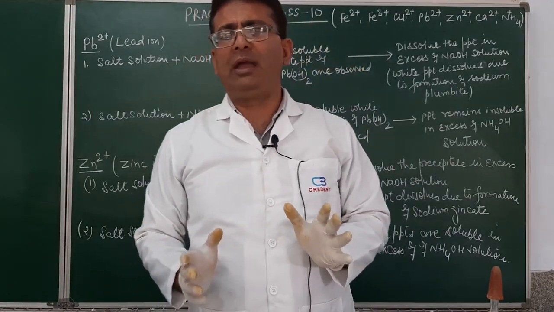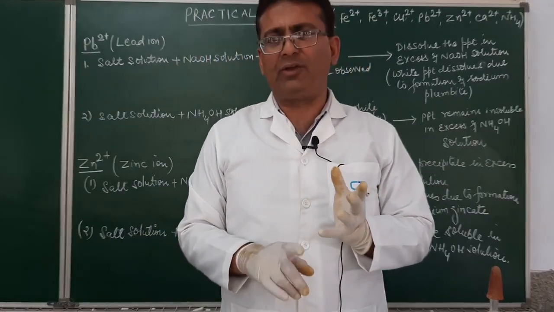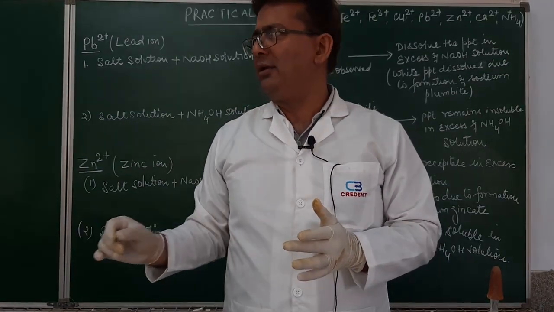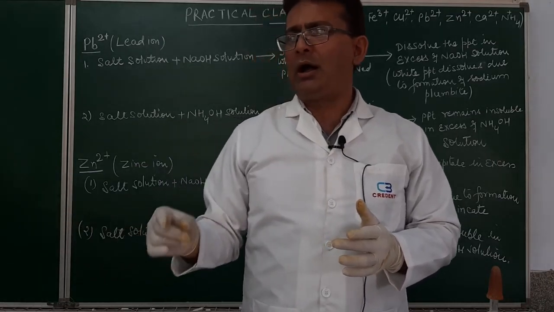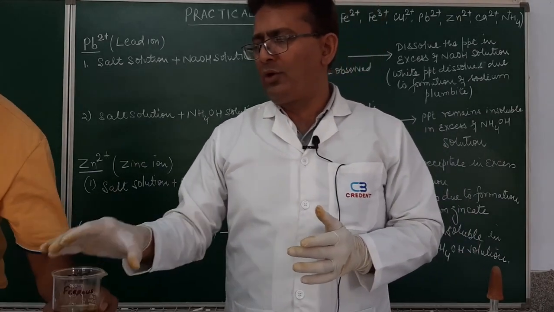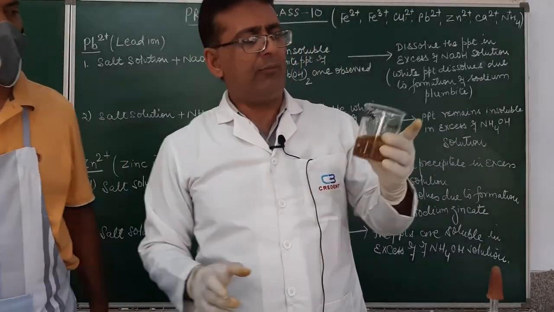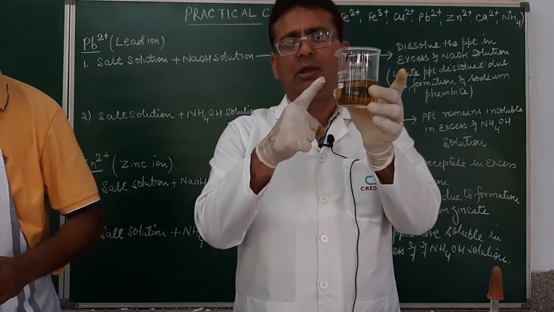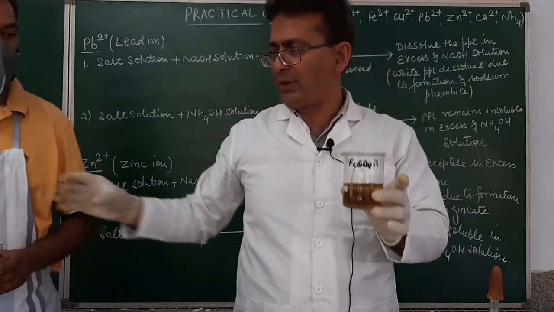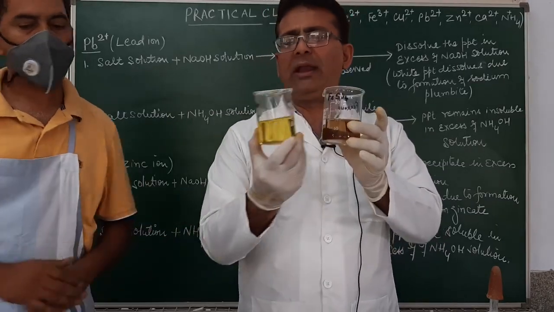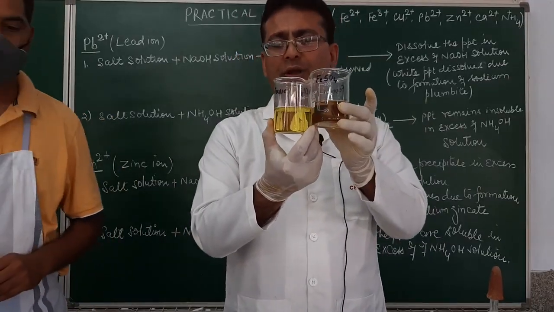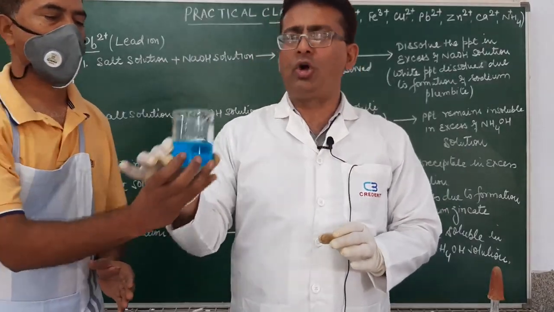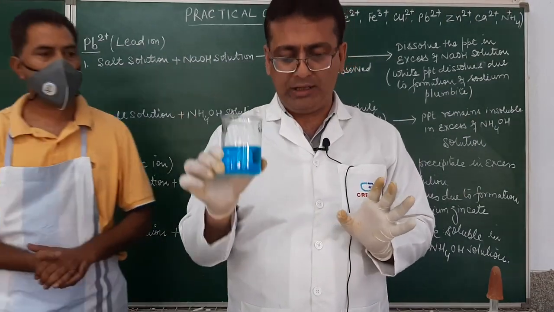By now we have identified in the two discussions how to identify the ferrous ion, the ferric ion, the copper ion, the lead ion and the zinc ion. I am demonstrating by showing the colors to you. This is a ferrous salt solution, a green colored salt solution. This is a ferric salt solution, a yellowish green color salt solution. Then we have a copper salt solution. These are blue in color.